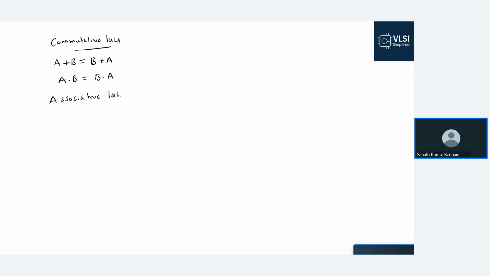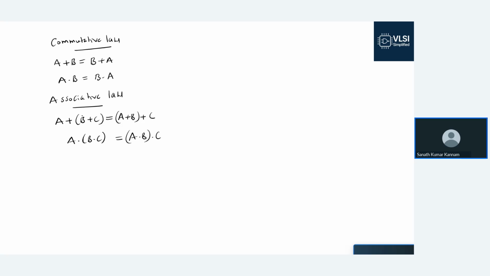And next you have associative law. Associative law means here you can remember, it is nothing but same like A or B or C. So you have same OR gates here. So this is nothing but A or B or C. Okay. Or A and B and C equal to what? A and B and C. Okay. This is associative law.